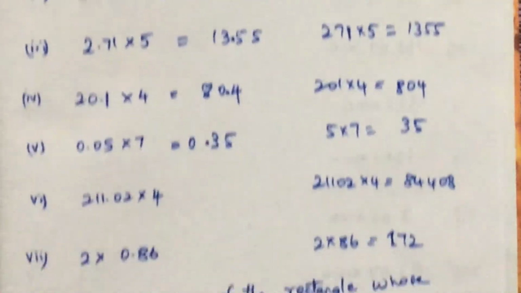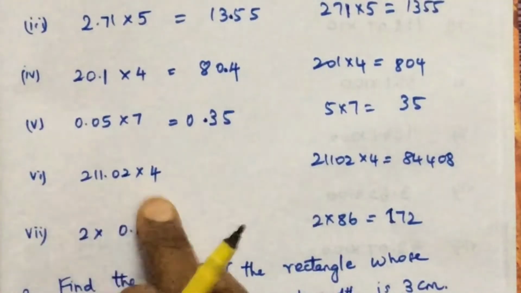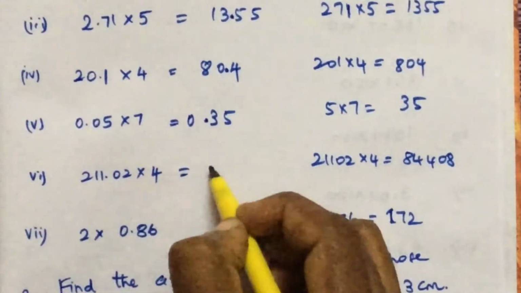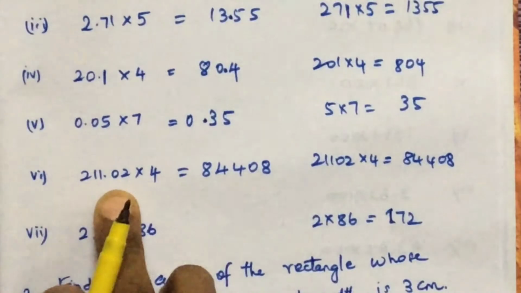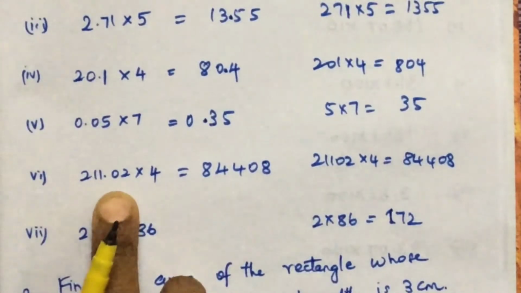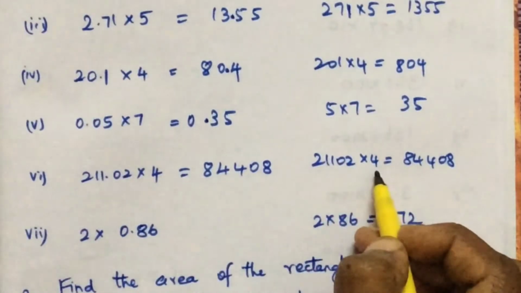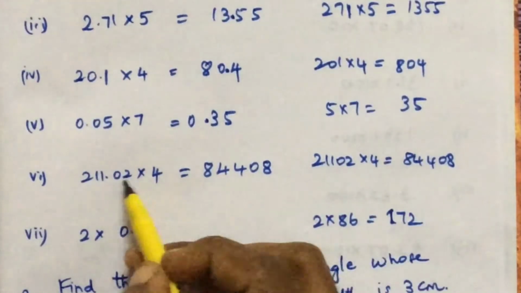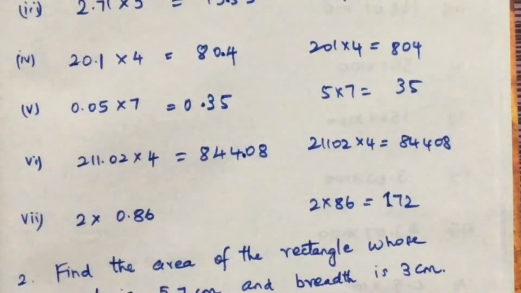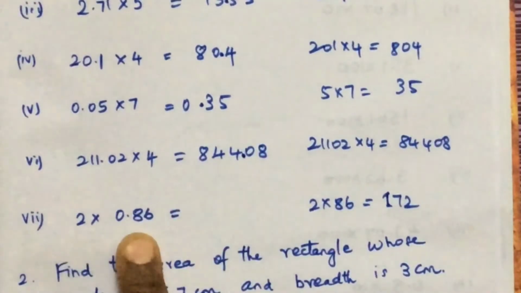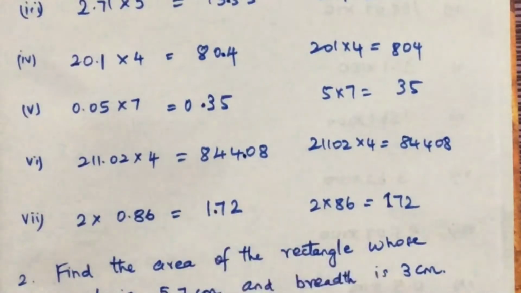The next is 211.02 multiplied by 4. Now it is 84408. You should not miss this 0. 21102 multiplied by 4 is this. Now there are 2 digits after the decimal point, so it will come here. Last here it is 2 multiplied by 86, which is 172. We have to put the point here.